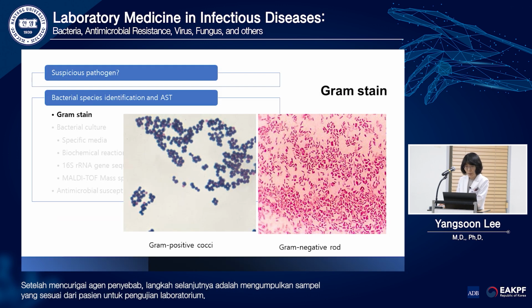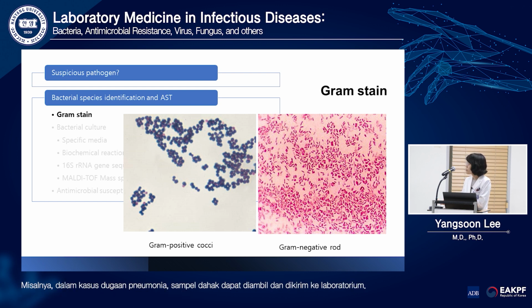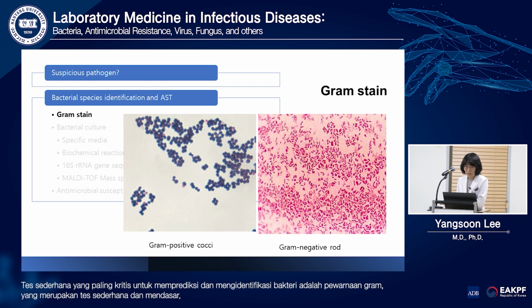After suspecting the causative agent, the next step is to collect the appropriate samples from the patient for laboratory testing. For example, in the case of suspected pneumonia, sputum samples can be collected and sent to the lab. The most critical simple test for predicting and identifying bacteria is the gram stain, which is a simple and basic test.